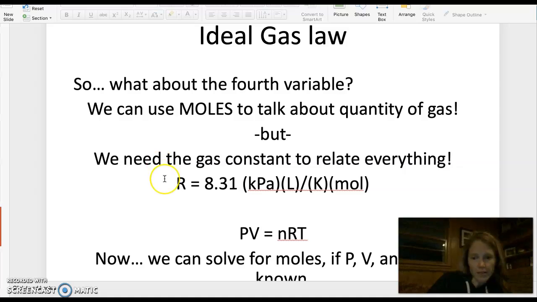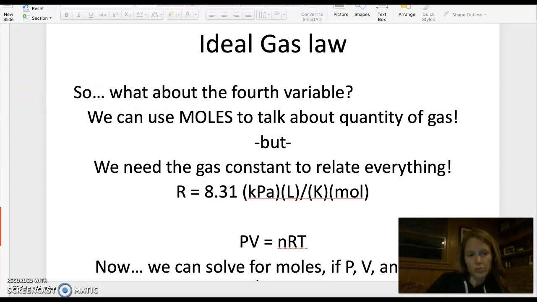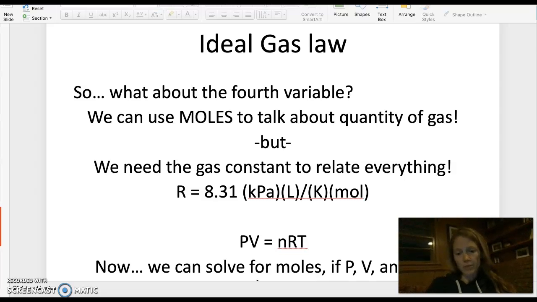So the final gas law that we're going to look at is called the ideal gas law. And the ideal gas law is used, so all of those previous three were all looking at sort of an initial set of conditions and a final set of conditions, holding one variable constant and looking at the relationship between two variables. And the ideal gas law says in a single set of conditions, if we know how much gas we have, if we know moles, then we can predict all of these other factors.